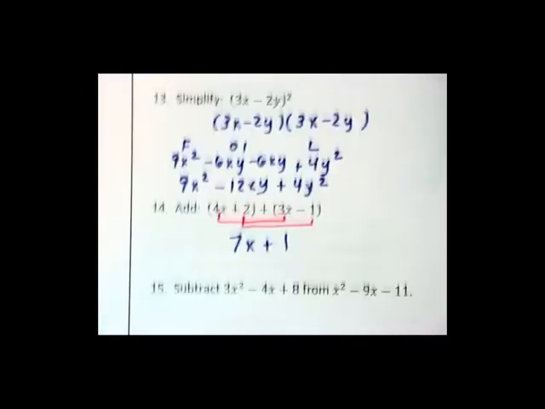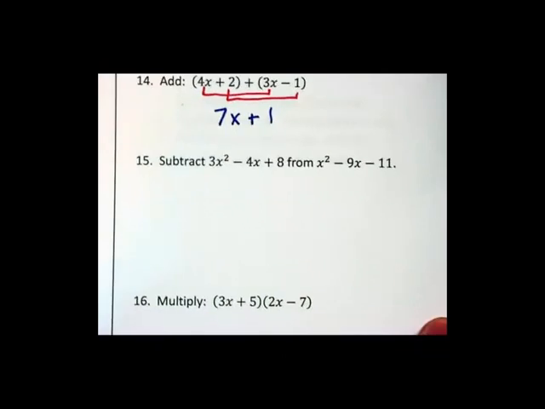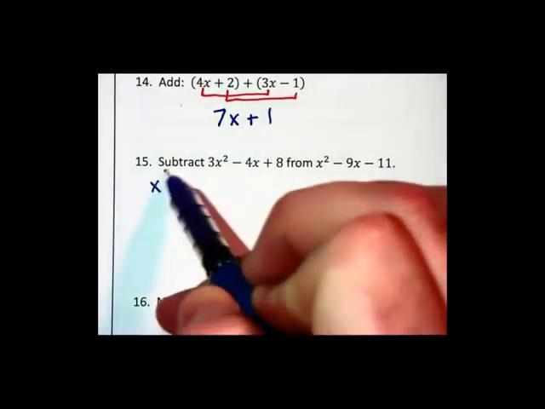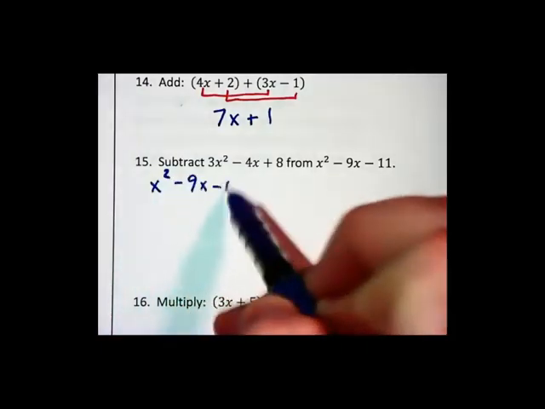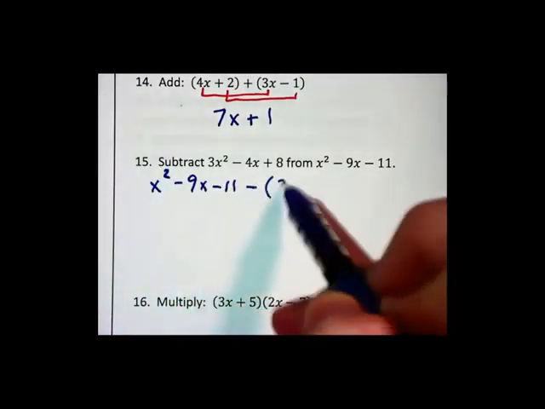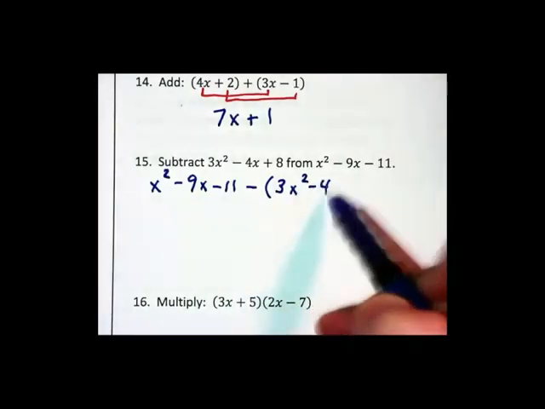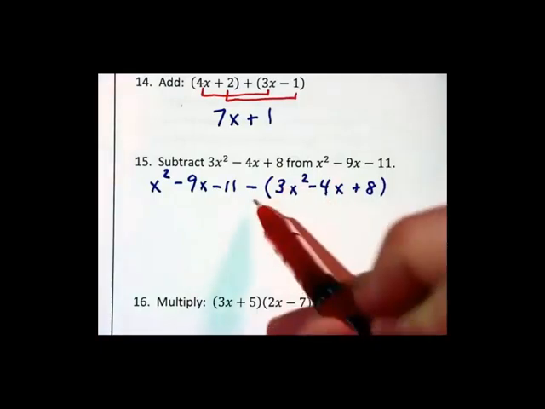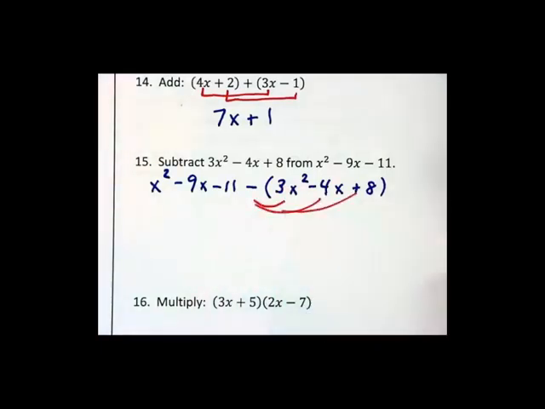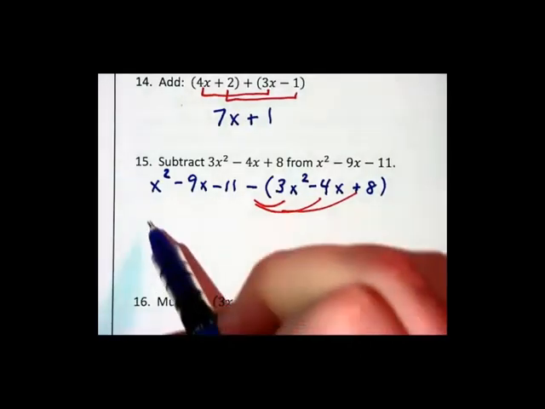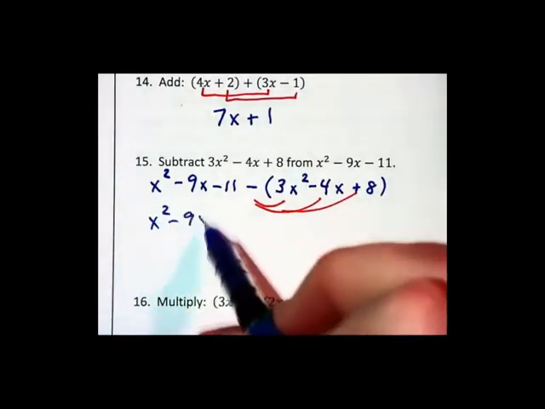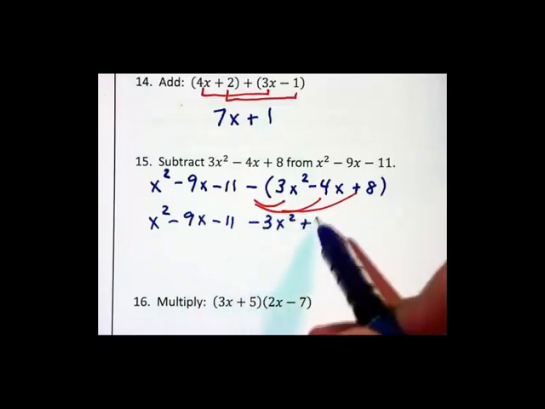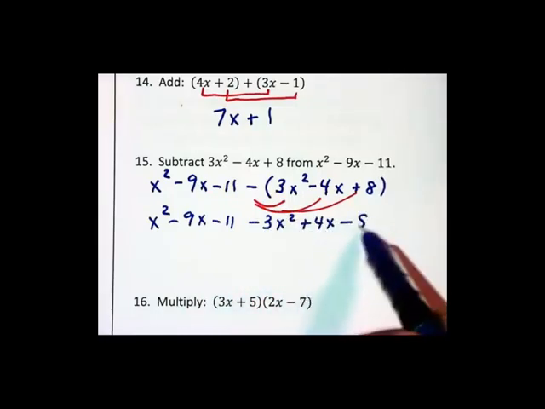With subtraction, we always have to be careful of the order in which we're subtracting. Technically here we're starting with the x squared minus 9x minus 11, and from it we're subtracting the 3x squared minus 4x plus 8. And notice how I put that inside of parentheses, because all of this is getting subtracted, and I'm going to distribute that negative. I'm going to bring down the first polynomial, then distribute that negative, giving me a plus 4x and then a minus 8.